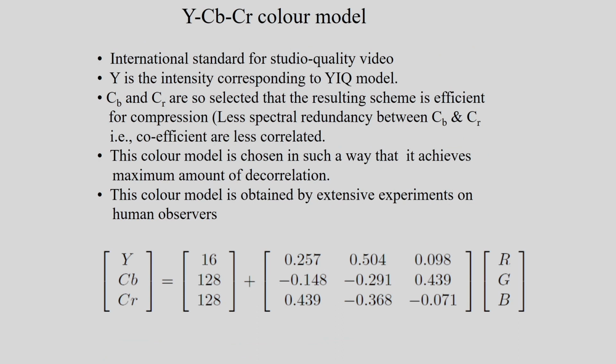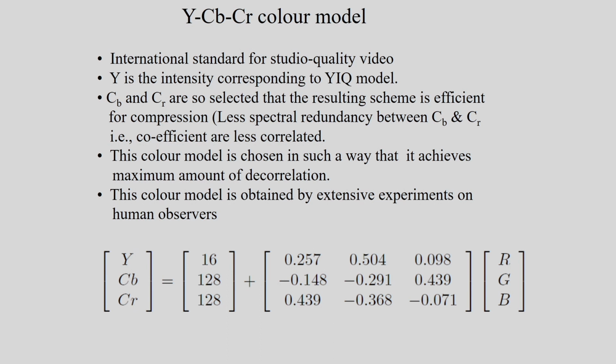Another important model is the YCbCr color model, and this is mainly used in color image compression. So Y is the intensity component corresponding to the YIQ model, and Cb and Cr are the color components, and it is mainly used for color image compression. Why is it used? Because of the spectral redundancy between Cb and Cr, that means the coefficients are less correlated. Because of this, the YCbCr model is used for color image compression.